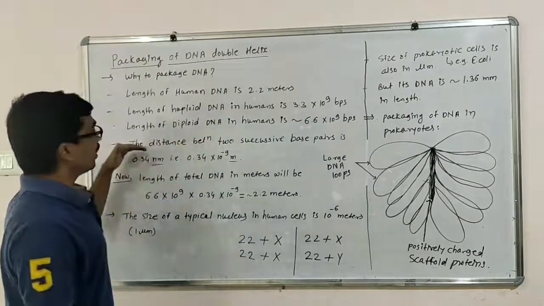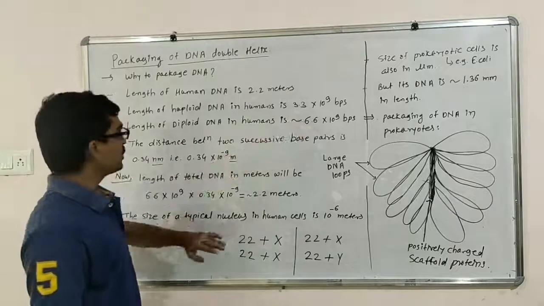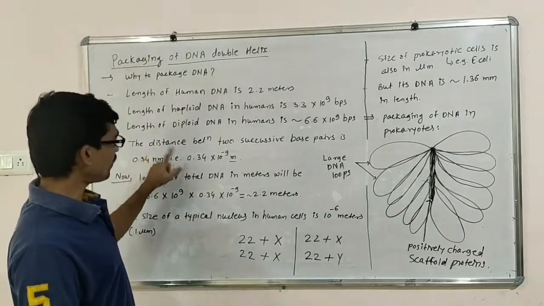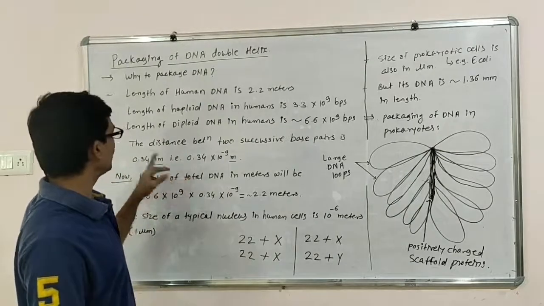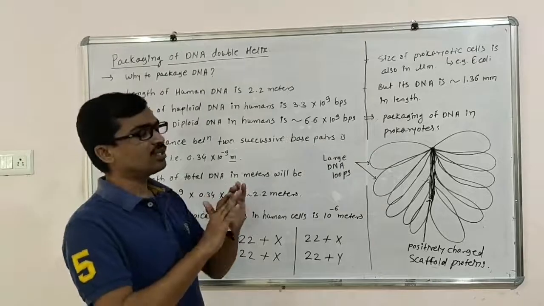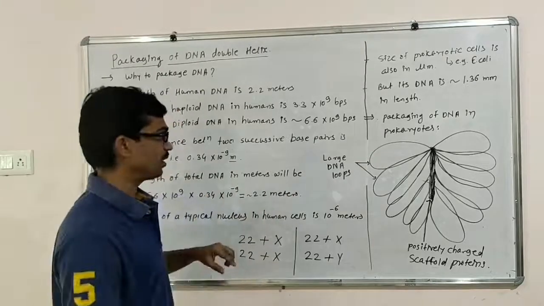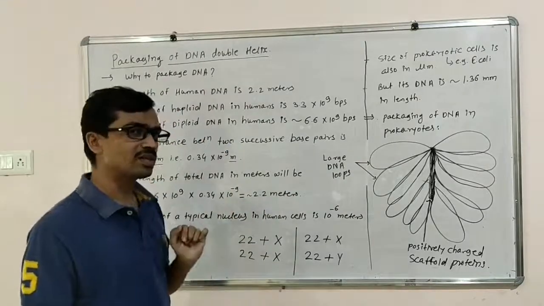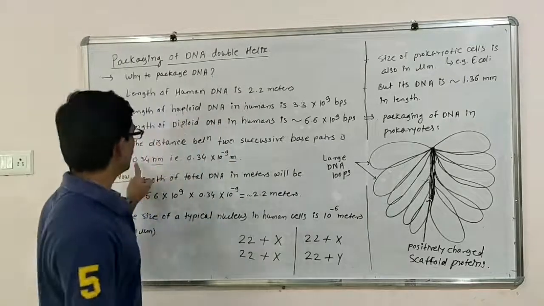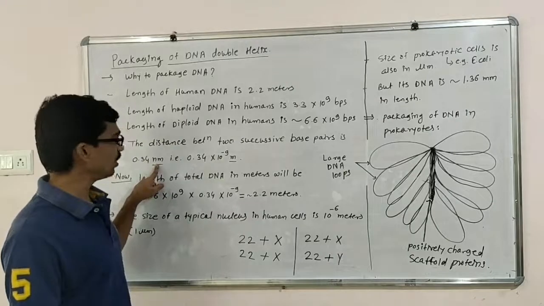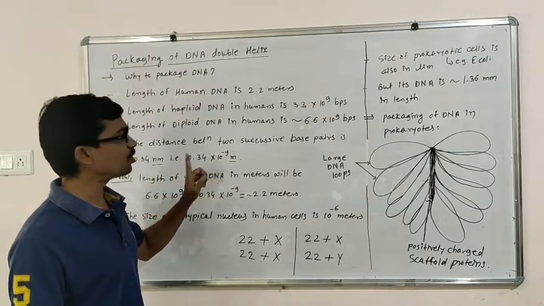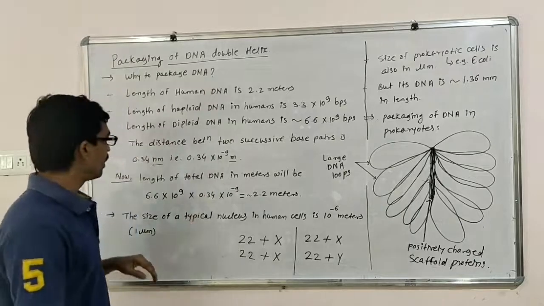Okay, so this is the length in base pairs of the diploid human DNA content. इसको अगर हमको मीटर में कंसिडर करना है तो we will simply have to multiply by the distance between the two successive base pairs. हमने कल DNA के डबल हेलिकल स्ट्रक्चर में देखा था कि दो बेस पेयर्स के बीच में 0.34 नैनोमीटर इतना डिस्टेंस होता है. इसको मीटर में कन्वर्ट करेंगे तो it will be 0.34 × 10⁻⁹ meters.